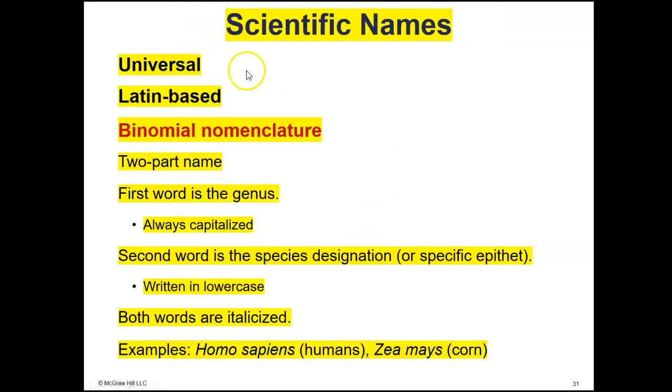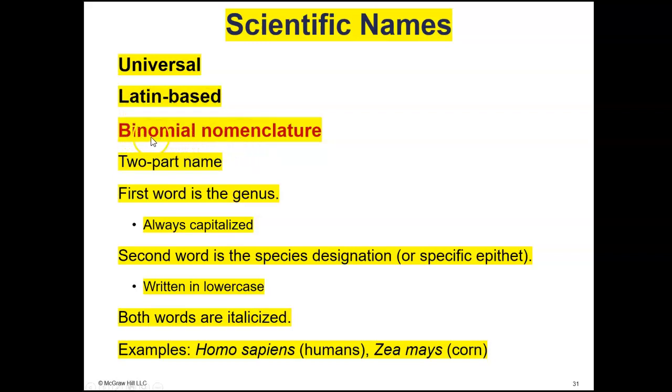Now, scientific names are universal. In other words, you can use those names when you're speaking or communicating in any language, and they would be recognized as the specific organism that they represent. There wouldn't be any confusion. They are Latin-based.